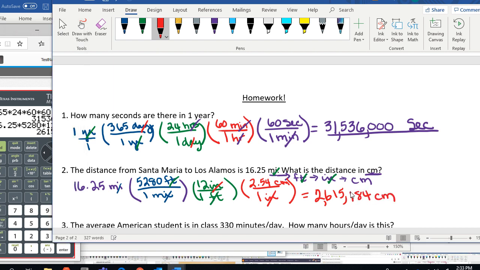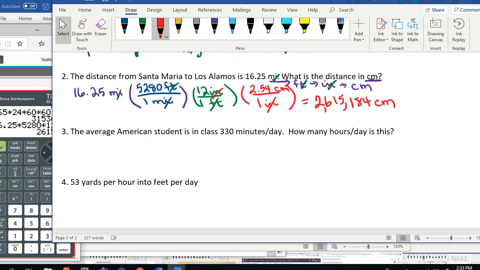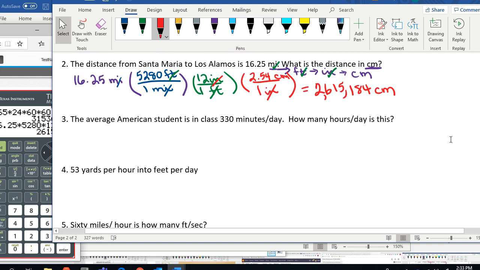184 centimeters. Okay, something that I'm glad we don't count how many centimeters between towns. All right, the average American student is in a class 330 minutes per day. How many hours per day is this? Okay, good. Something that's easy to work with.